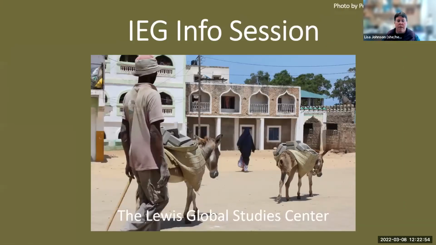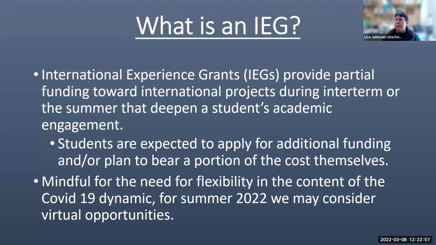All righty. So an international experience grant provides partial funding toward an international project. And the project is really key because we specifically left this broad. It could be a credit bearing activity. It could be directed research. It could be funding for an internship in which you're not also using Praxis funding. It could be any variety of things. So project is really broadly defined, and it's up to you to define what your project might look like.